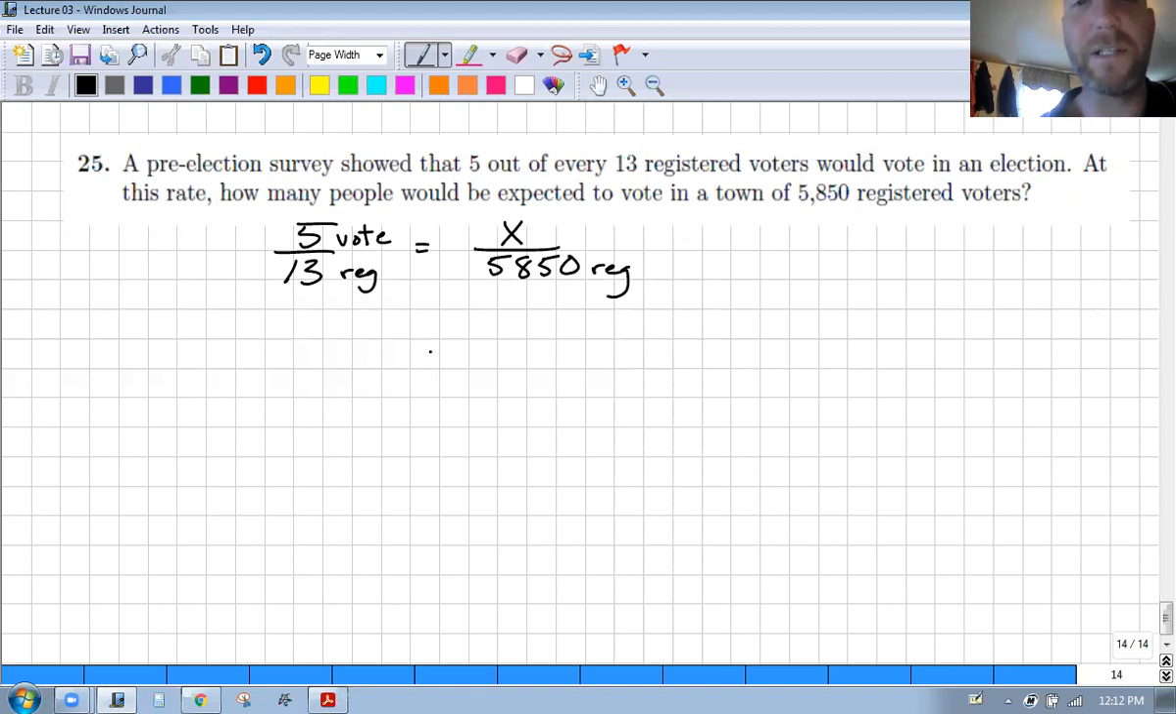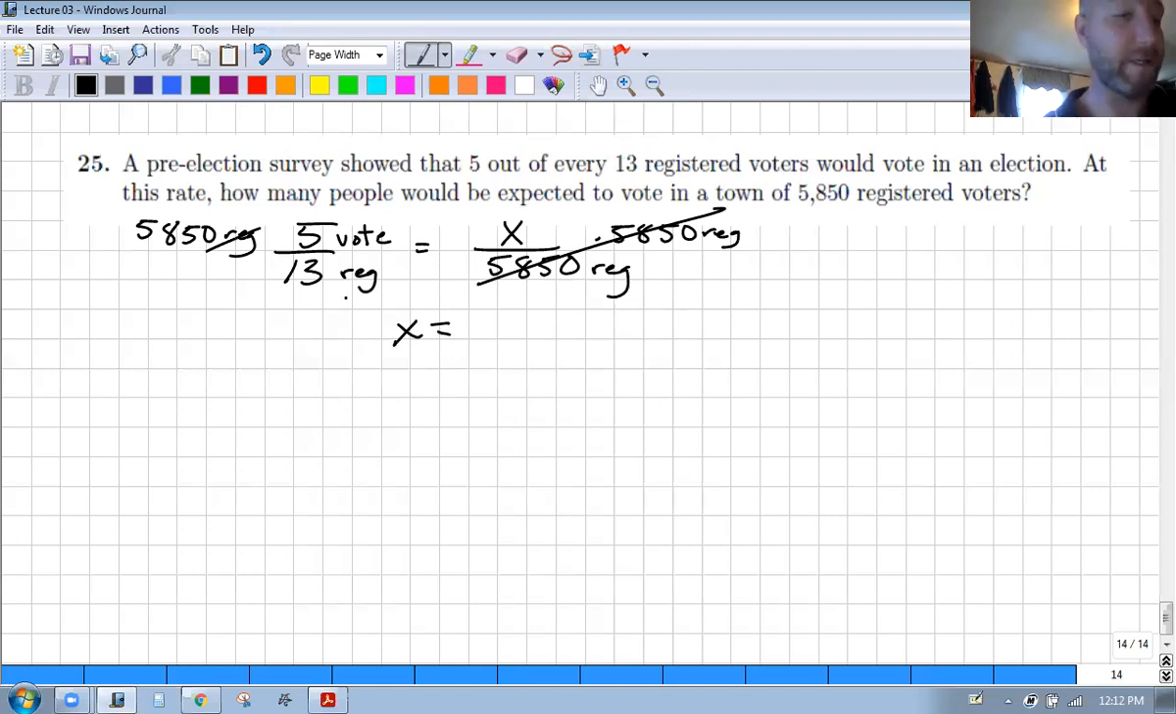So that's one way to do it. Set it up as a proportion, voters to registered voters, and then solve for X. We'd multiply both sides by 5,850. That goes away. We have X is, registered voters go away.